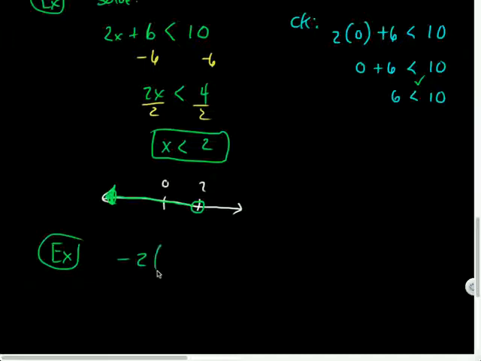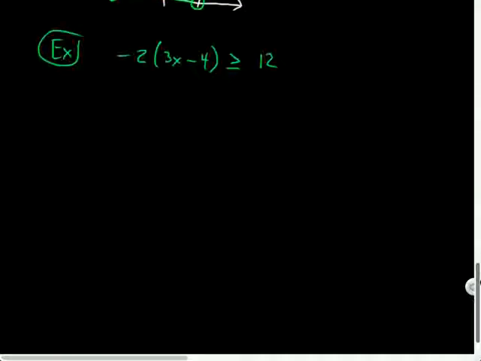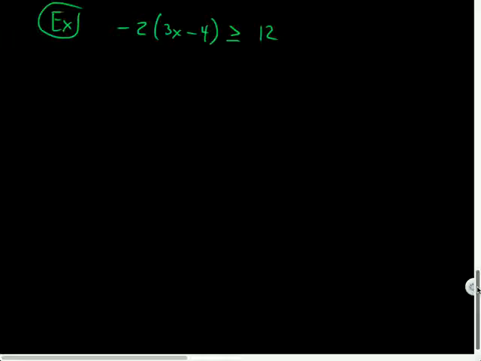What if I've got -2 parentheses 3x minus 4 is greater than or equal to 12? Sounds perfect, actually. So, what do you want to do? Yep, we could do that. I'm going to distribute, but you would definitely not be wrong for dividing by -2 in this case, especially since it wouldn't complicate anything.